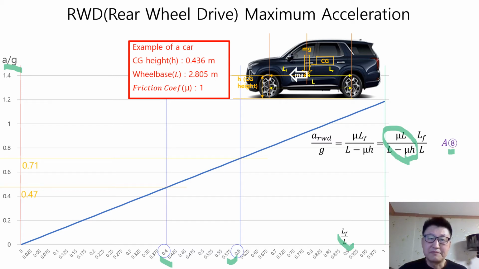When the friction coefficient mu is equal to 1, for those two cases of CG locations, the maximum acceleration is 0.47 g when the ratio of L_f to L is equal to 0.4, and 0.71 g when the ratio of L_f to L is equal to 0.6.